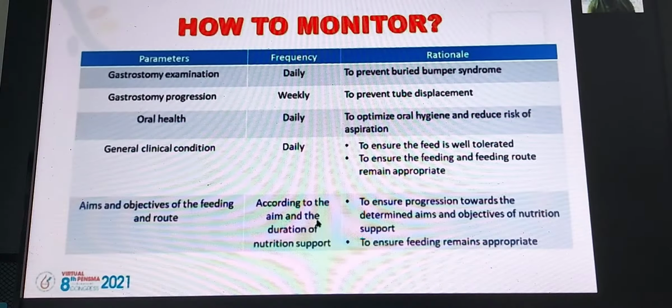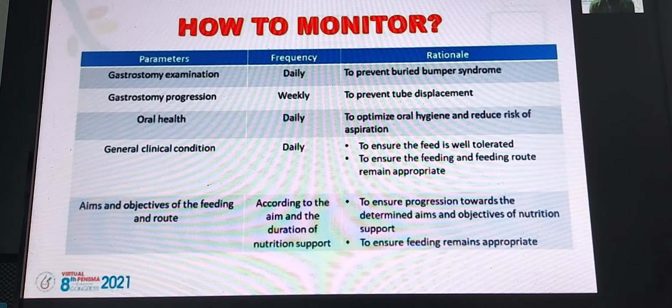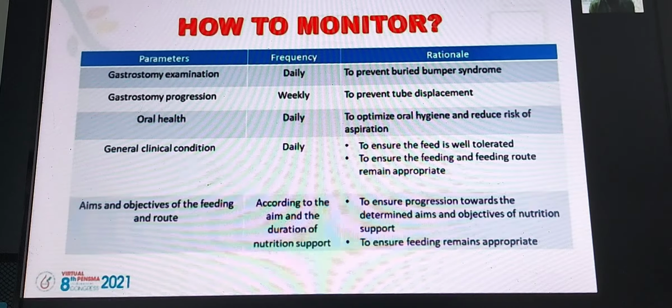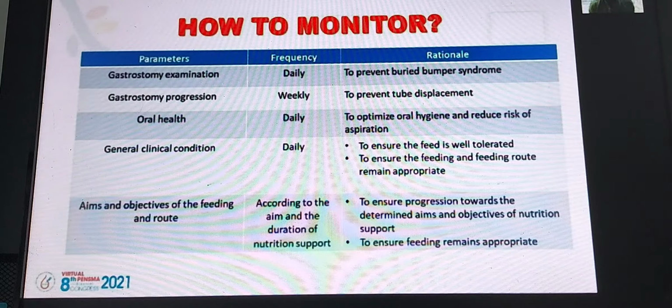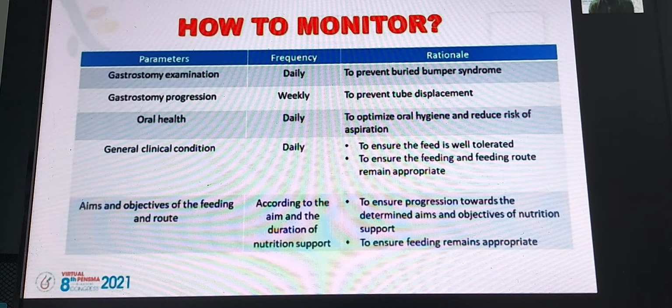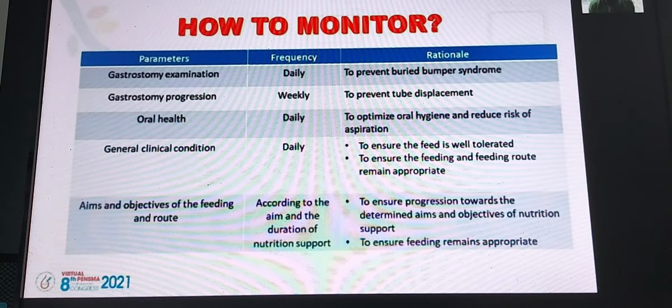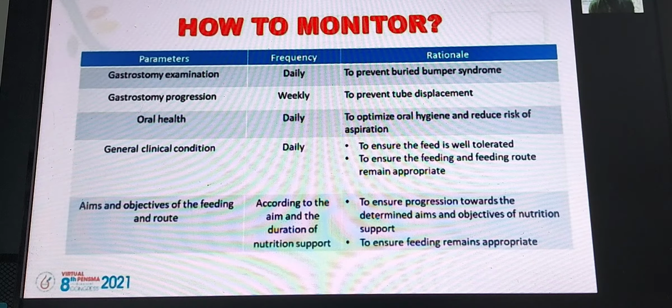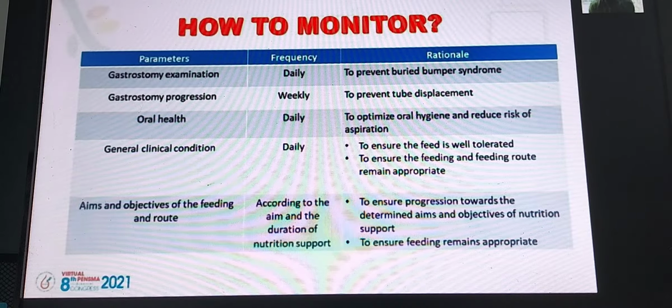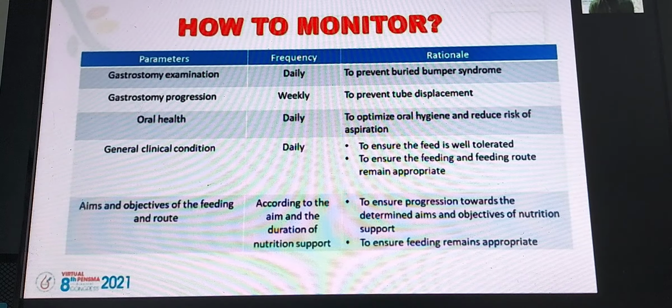So next will be a gastrostomy examination. It should be done daily. The idea is to prevent complications like excoriations, granuloma, and the most severe form, buried bumper syndrome. The gastrostomy progression should be done weekly to prevent tube displacement. Oral health should be examined daily to optimize oral hygiene and to reduce the risk of aspiration.